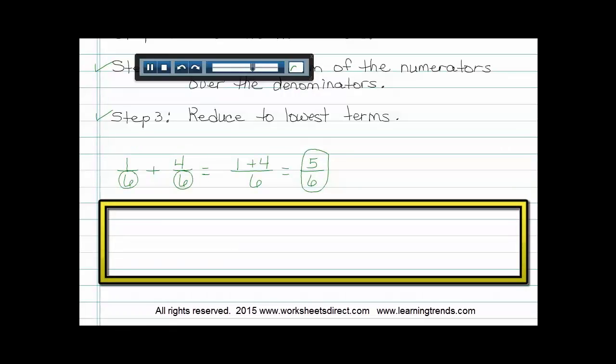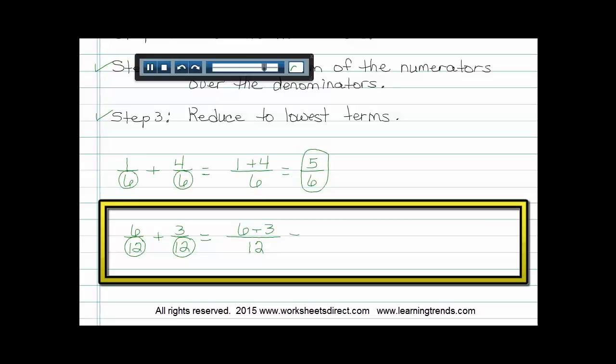In our next example, 6/12 plus 3/12, you'll see that once again we have the same denominator, or like denominator, common denominator. We have 12 for both of them. So all we simply need to do is to add our top numbers, or the numerators, 6 plus 3, and write that over 12.